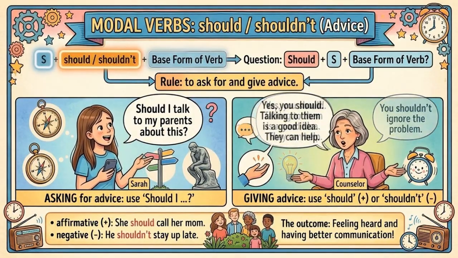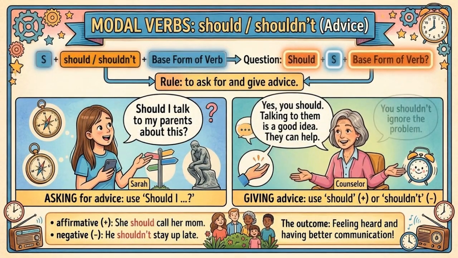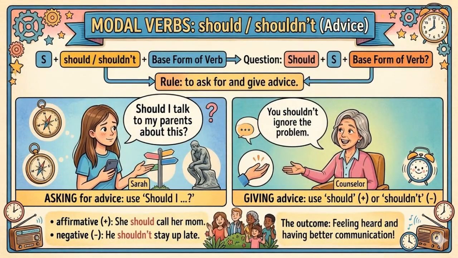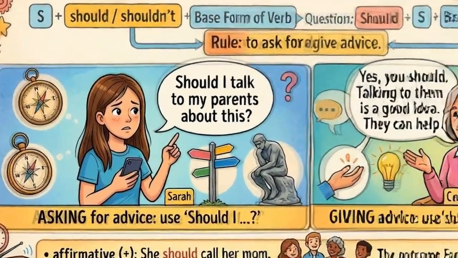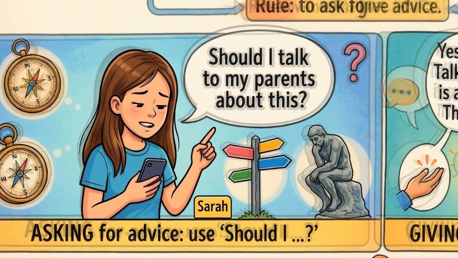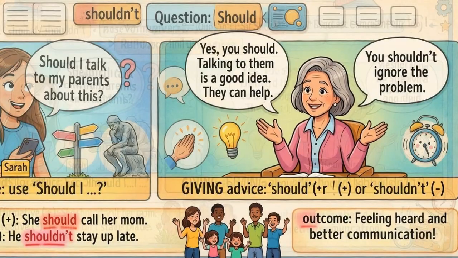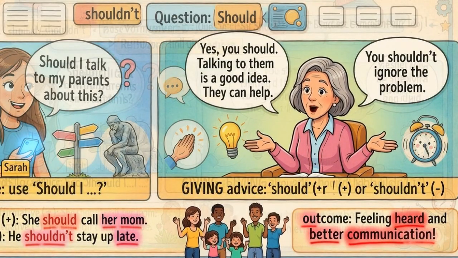We use should and shouldn't plus the base form to ask for and give advice. Should I talk to my parents about this? Yes, you should. Talking to them is a good idea. They can help. You shouldn't ignore the problem. To ask for advice, use should I, followed by the base verb. Should I talk to my parents about this? To give advice, use should or shouldn't. You should. You shouldn't ignore the problem.